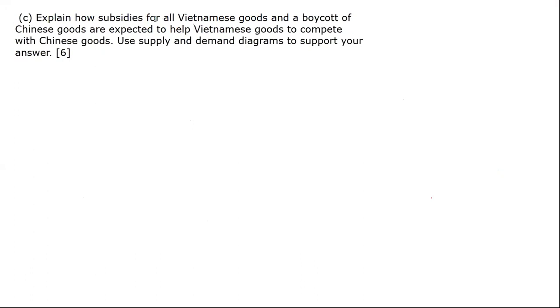So explain how subsidies for all Vietnamese goods and a boycott of Chinese goods, say, are expected to help Vietnamese goods to compete with Chinese goods. Use supply and demand diagrams to support your answer. Okay, so basically we'll just take these two things.